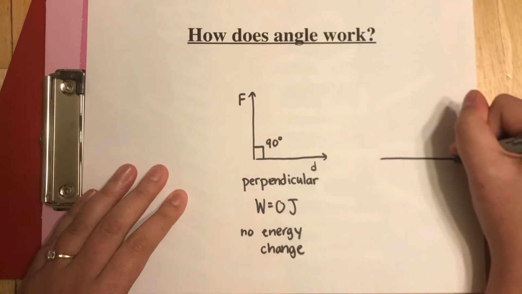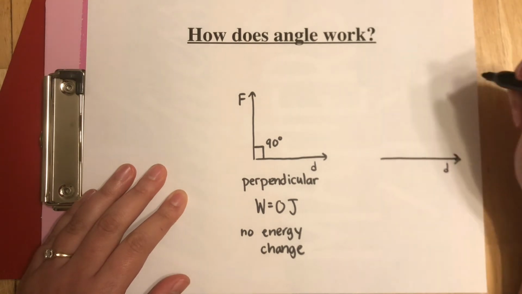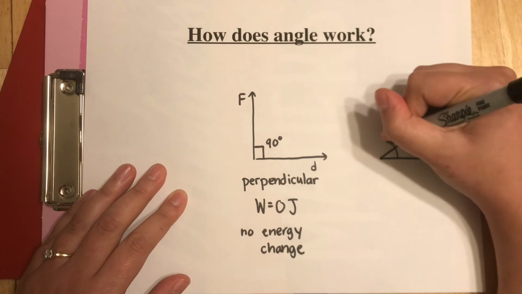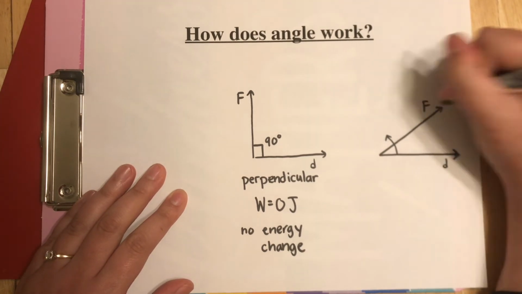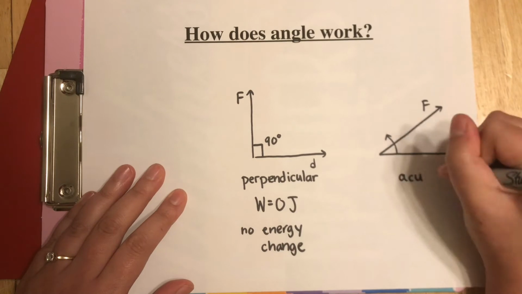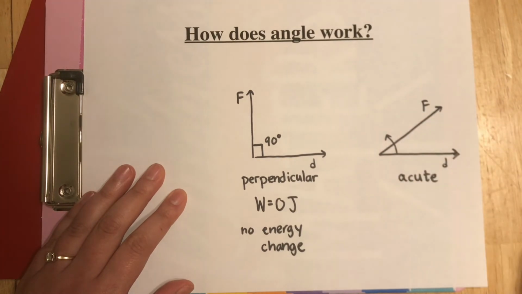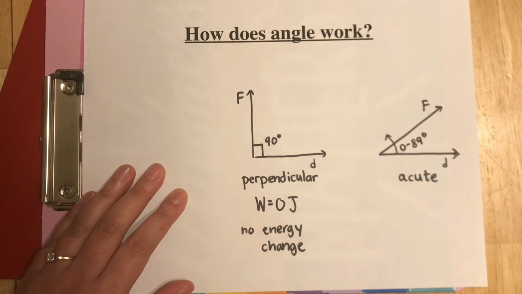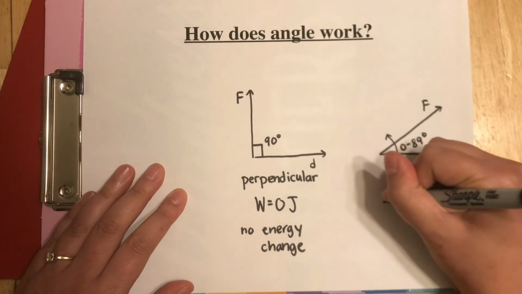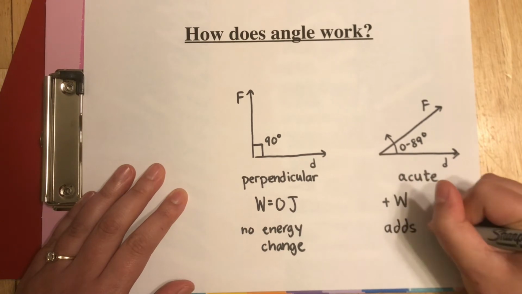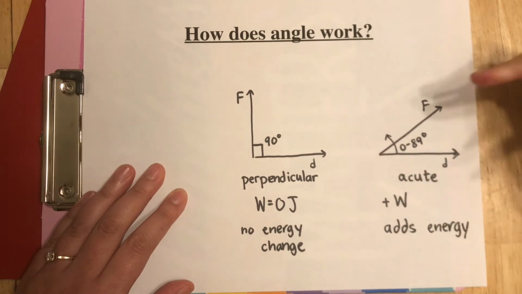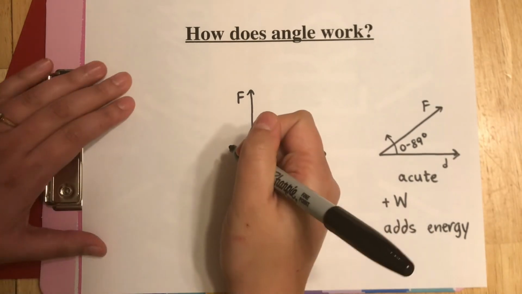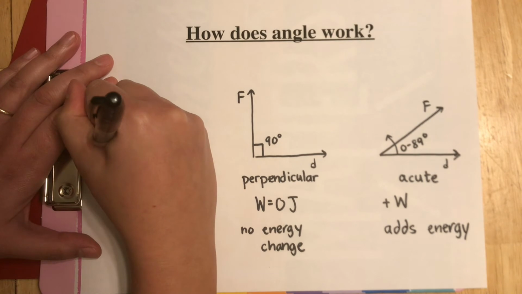Now, if I have any acute angle, that means my force and distance are working together. If I have an angle anywhere from, let's say, 0 to 89 degrees, any acute angle, my force and distance are working together. My force is trying to speed up the object. So for acute angles, work comes out positive, and that adds energy to the system. Acute angles add energy. And that means the opposite is true as well.